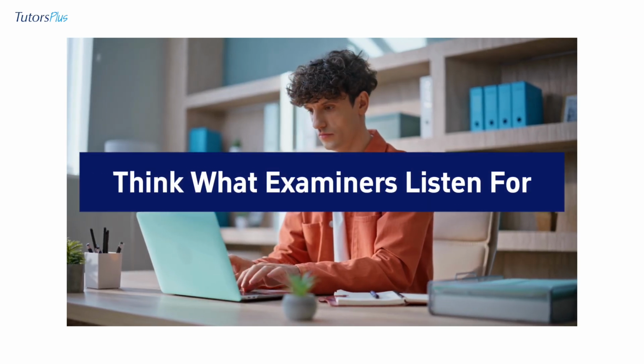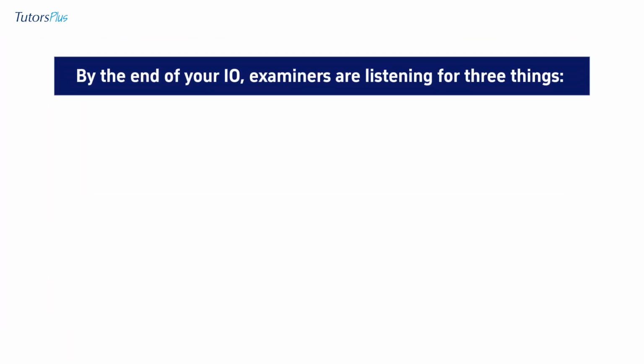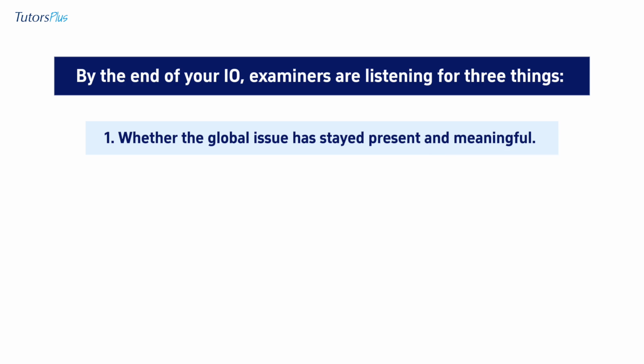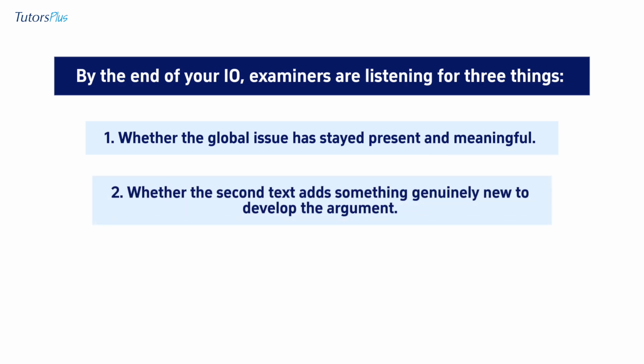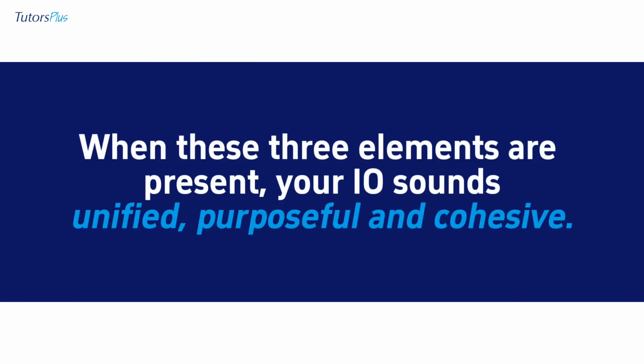So again, think, what are the examiners listening for? By the end of your IO, examiners are listening for 3 things primarily. Whether the global issue has stayed present and meaningful, whether the second text adds something genuinely new to develop the argument, and whether your synthesis shows a clear, thoughtful insight of how both texts explore the issue. And when these 3 elements are present, your IO sounds unified, purposeful, and cohesive.